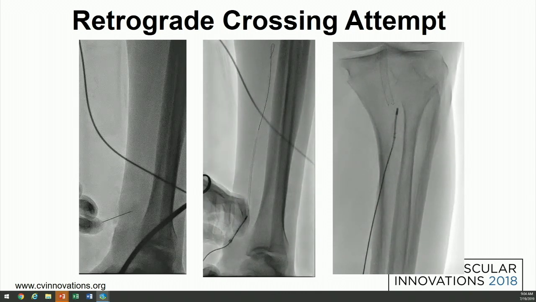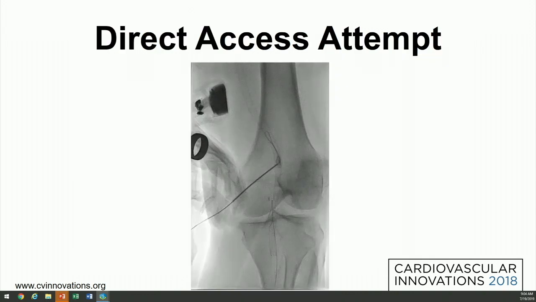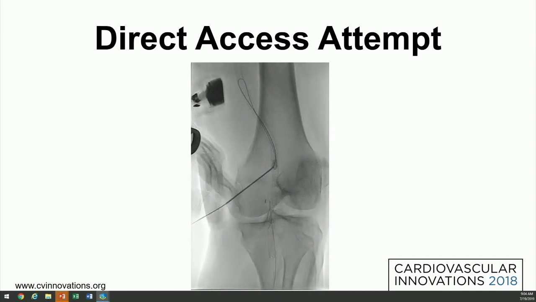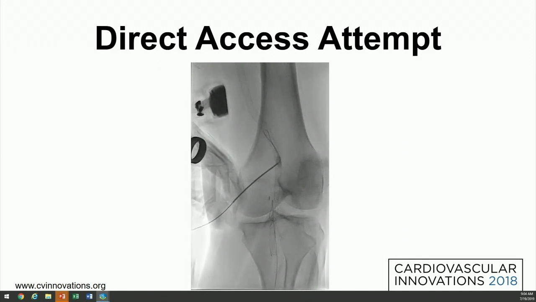What I don't show here is that we also attempted a re-entry device, the Outback device, to try to redirect our equipment to the stent. However, that was also met with lack of success. And so next we proceeded with direct access into the proximal popliteal stent under fluoroscopy and ultrasound guidance. We got a micropuncture there and advanced our wires.